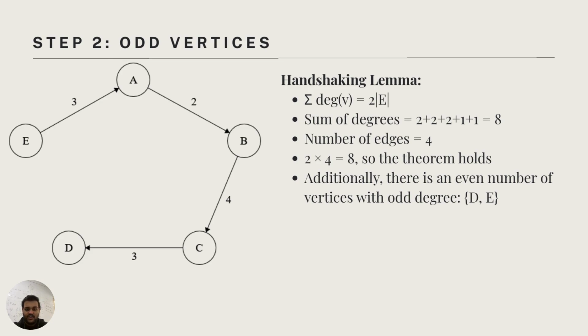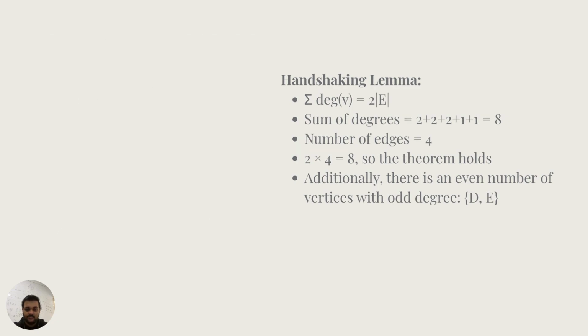Step 2 is odd vertices. We go through the handshaking lemma, and you see that the sum of degrees is 8, and the number of edges is 4. 2 times 4 is 8, so the theorem holds. Additionally, there is an even number of vertices with odd degree, D and E.